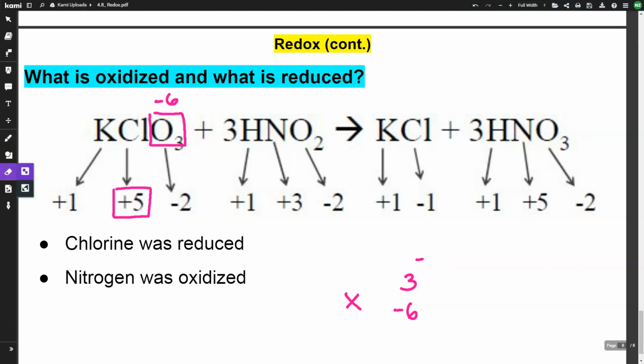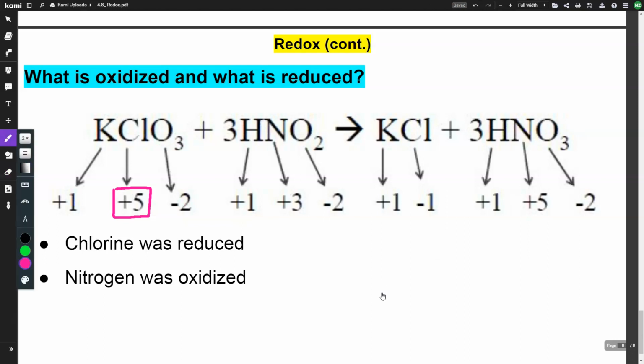Now, going back to our compound here, we know that there is no net charge here. No net charge. So since this piece right here was -1, our potassium has to be +1.